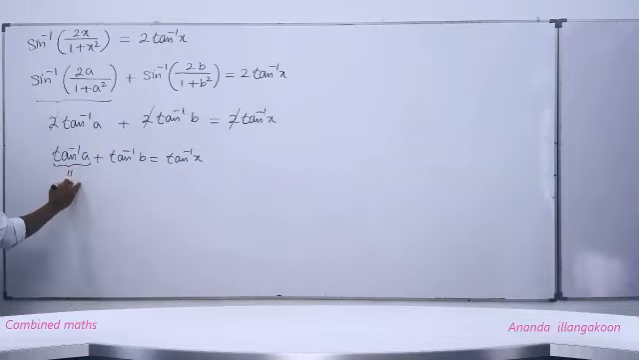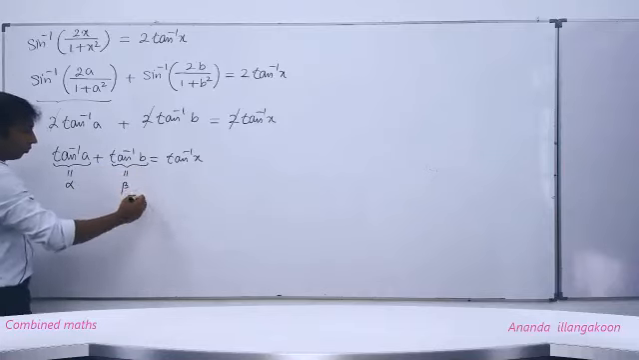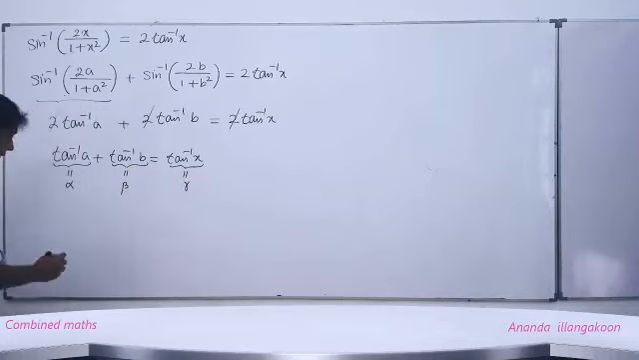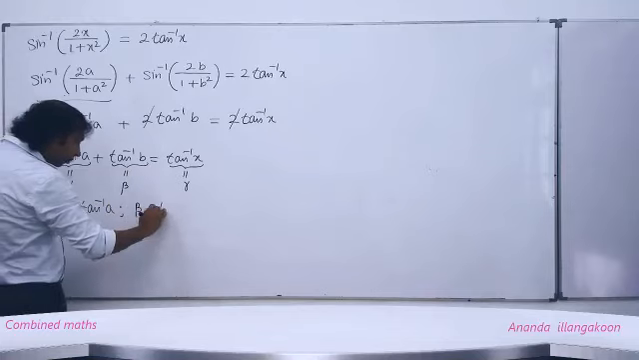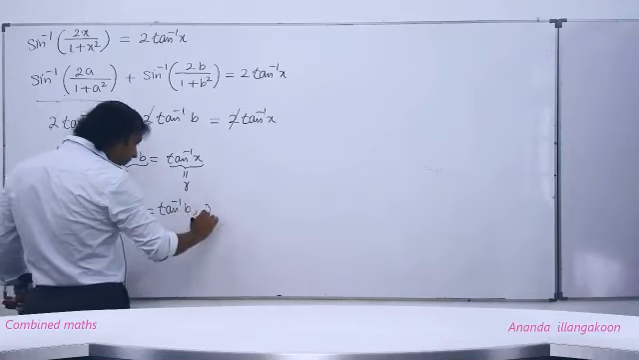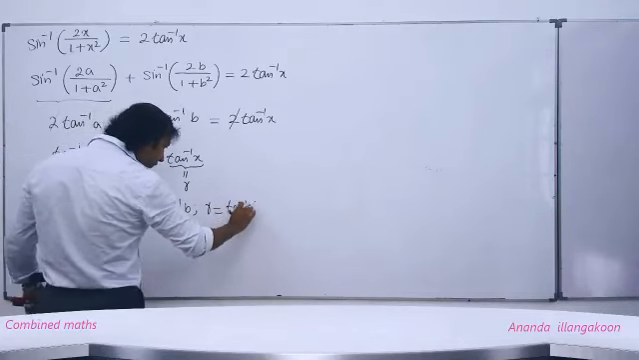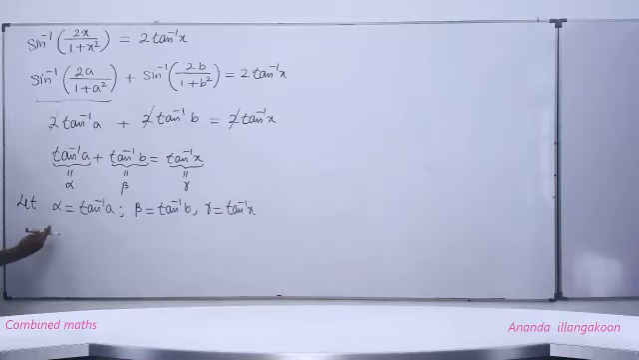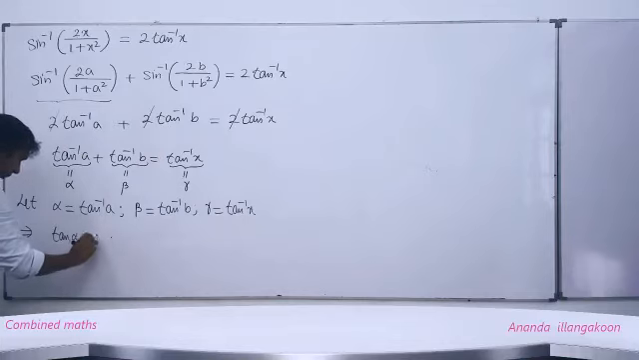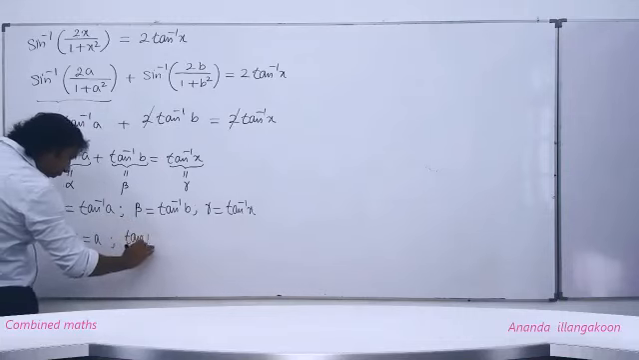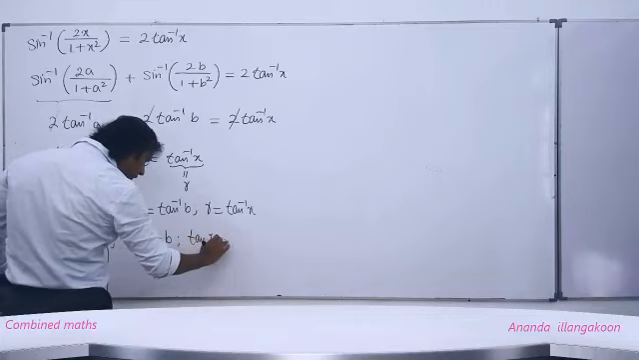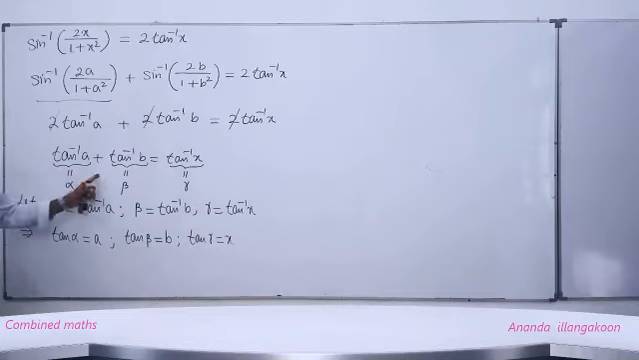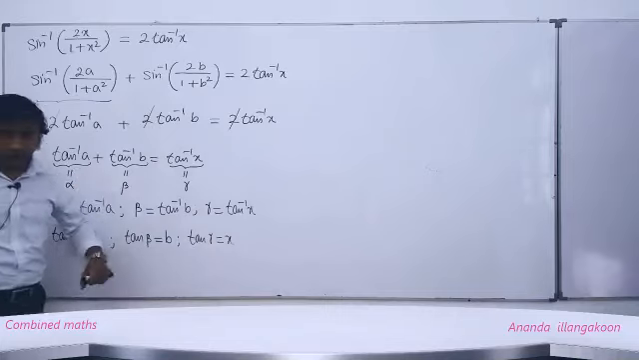This is an angle. Let us take this as alpha. This is another angle. Take it as beta. This is another angle. Take this as gamma. Alpha equals tan inverse a. Beta equals tan inverse b. Gamma equals tan inverse x. Bringing the tan inverse to the side: tan alpha is a, tan beta is b, tan gamma is equal to x. Now, this given equation we can write as alpha plus beta equals gamma. Understood? Right.